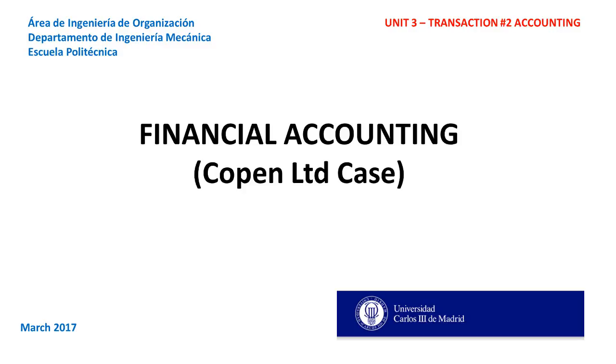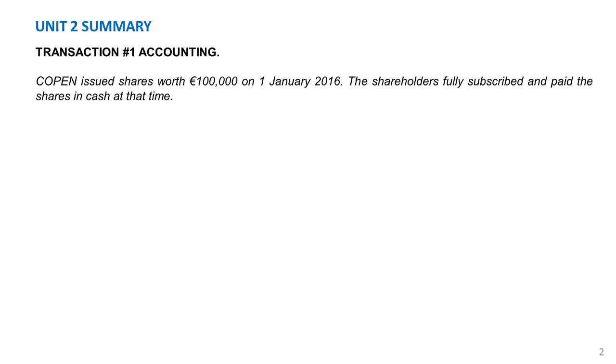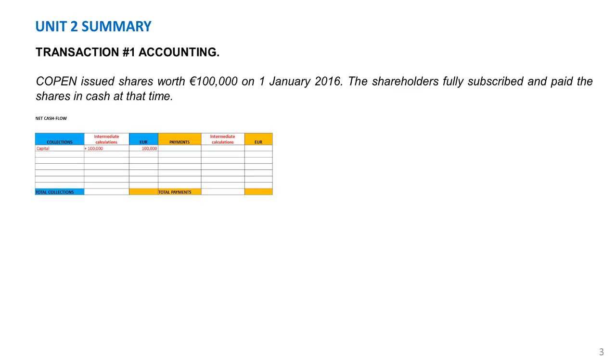In this unit, we're going to analyze and post the transaction related to the purchase of raw material in 2016. But before that, let's briefly remember the previous unit. It focused on the analysis and accounting for the subscription of the initial capital. A collection takes place in 2016 due to the owners' contributions.